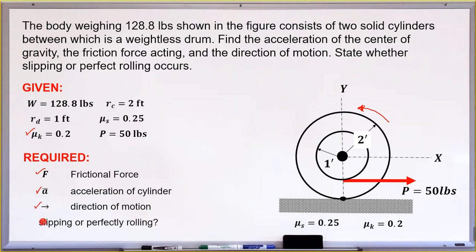And then finally, let us tell whether our two solid cylinders will slip with respect to the horizontal surface, or whether they would roll perfectly on the horizontal surface. So let's explore which one is true, either it slips or it perfectly rolls.